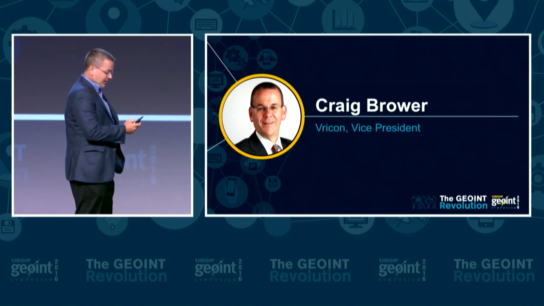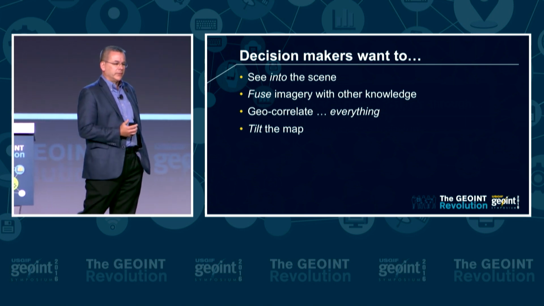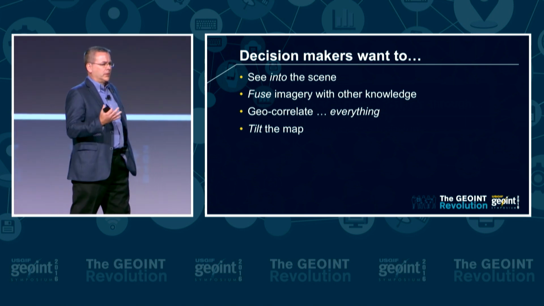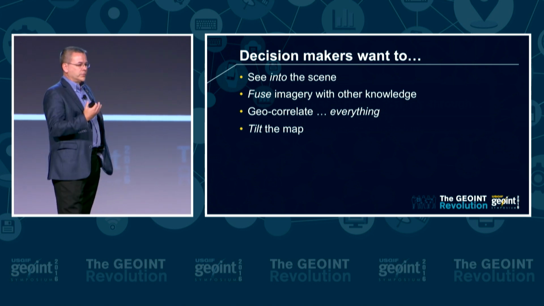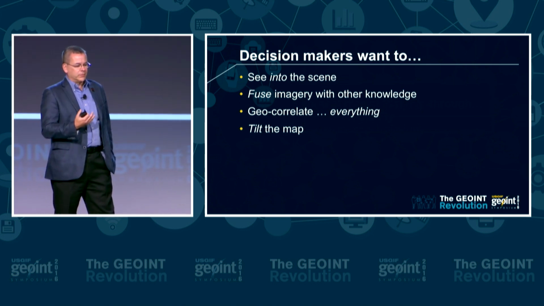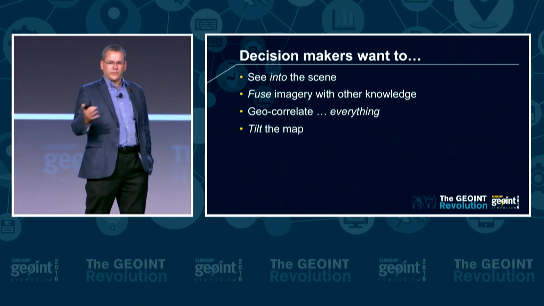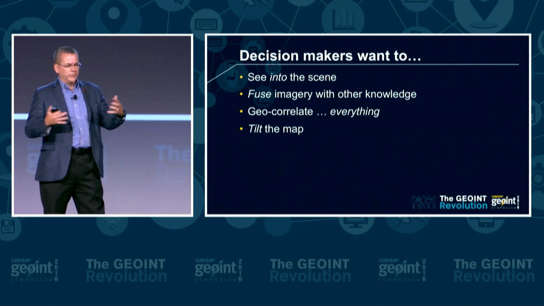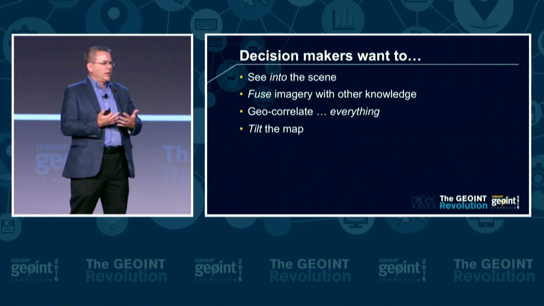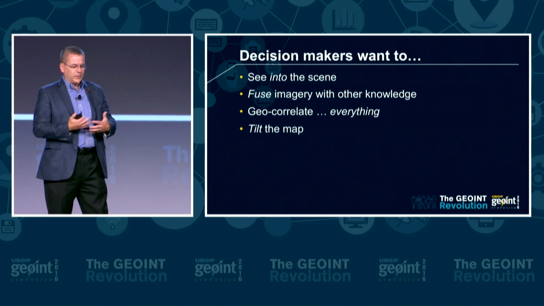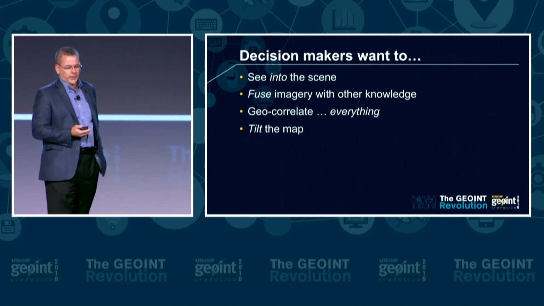So again, I'm Craig Brower with VRICON. And what I want to talk to you about today is a way to create and convey messages to users, to warfighters, to policymakers in a way where they can actually see into the scene, where they can take multiple sources of data, both imagery and all kinds of sources, bring it all together in one central way, and then convey that message in an order and in a visual way that could not be done before, especially on the scale that we're able to do today.